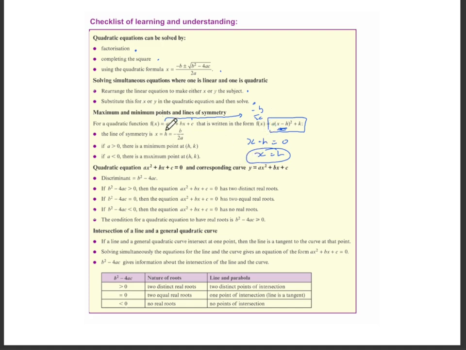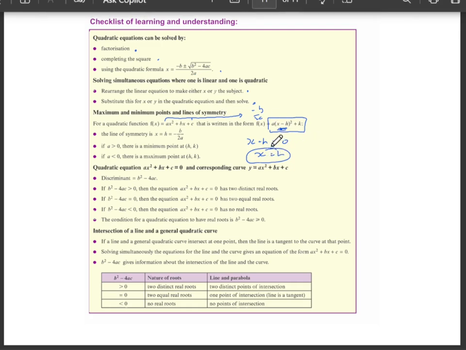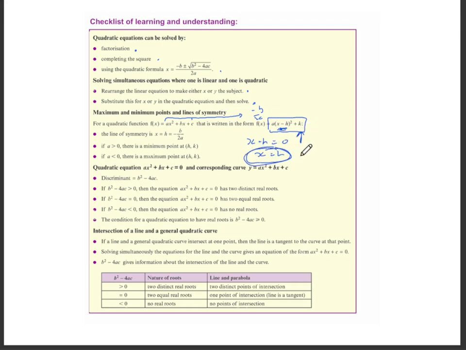If a is greater than 0, so if a is positive, then we have a positive quadratic, and so we have a minimum point. At where? At this x equals h and y equals k. So at the coordinates h, k. And if a is less than 0, meaning it's going to be a negative quadratic, then we're going to have a maximum. Yeah, because it's going to be a U curve. This is a negative quadratic, and this is going to be a positive quadratic.